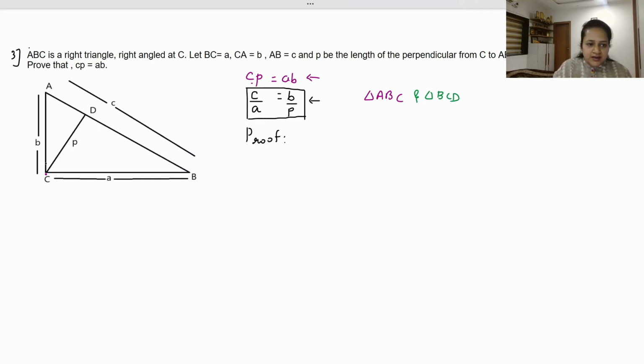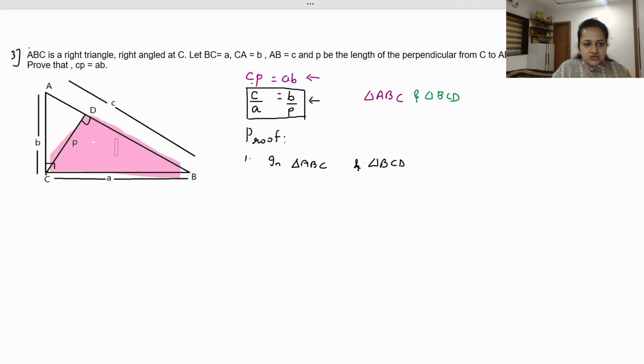Definitely, what do we know? Angle C is 90 and angle D is also 90, because it's given that angle C is 90 and it is given that CD is perpendicular to AB. Hence, we say that angle D is 90. Now, look at the two triangles. Which are the two triangles? Triangle ABC and triangle BCD. ABC is the entire thing. BCD is this part.